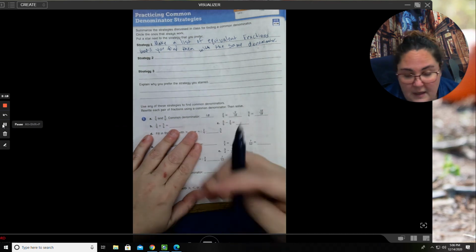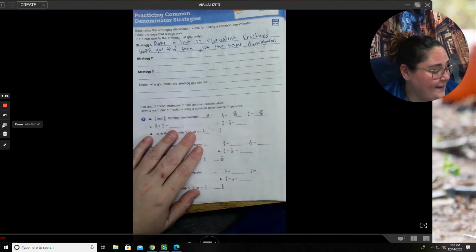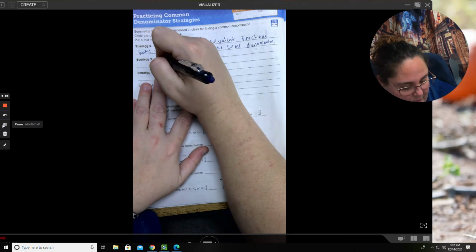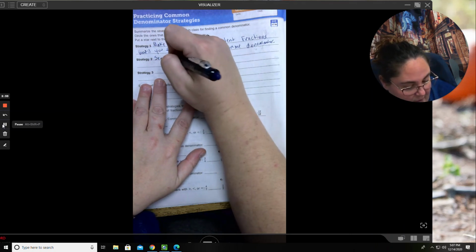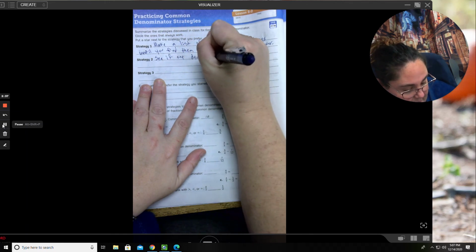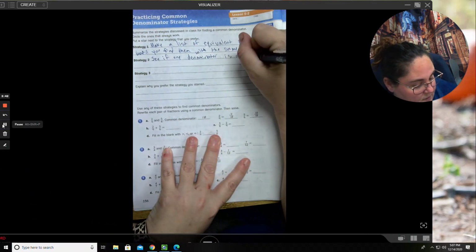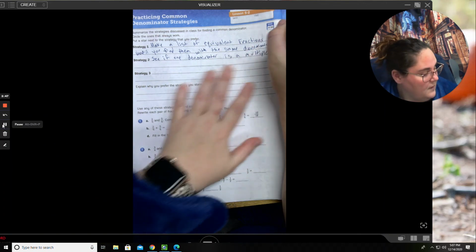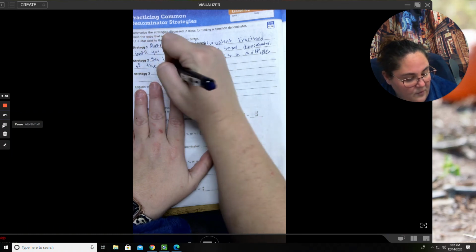Strategy number 2 is when you actually look at the denominators and you see, does one denominator go into the other one? Is it a multiple? So here we go. See if one denominator is a multiple of the other one.